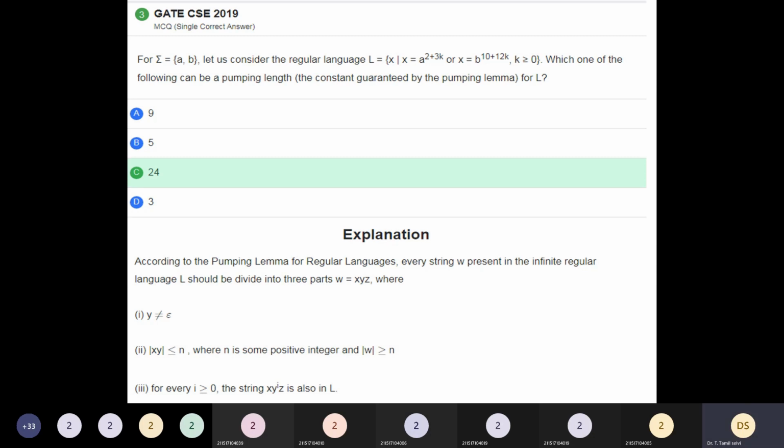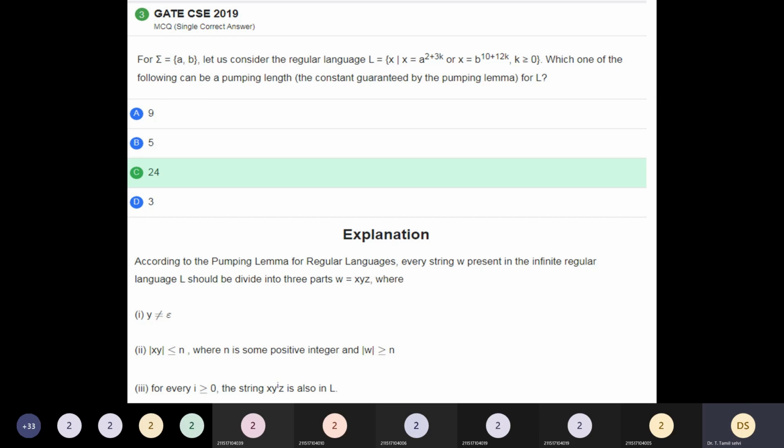And then the next one. For the alphabet a, b, let us consider the regular language. This is the given regular language. Which one of the following can be a pumping length? We have the explanation here.